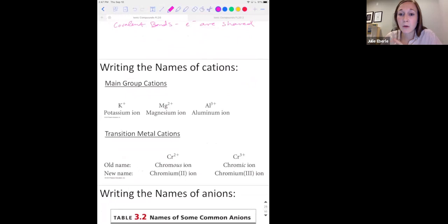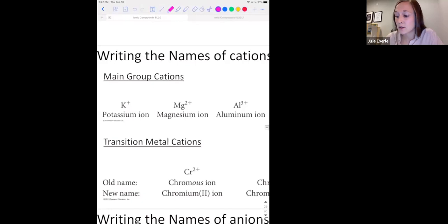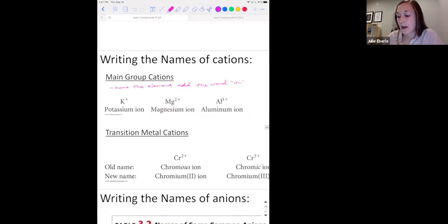Okay, so let's talk about how to write the names of cations. There's 2 different ways depending on what kind of cation you are. You can either be a main group cation or a transition metal cation. Remember, metals form cations, they don't form anions, all right? So if you're a main group cation, and you should remember how to count main groups, you invariably carry 1 charge. You name the element, and then you add the word ion, okay? Name the element, add the word ion, and that's what we can see here. Here we have a group 1 element, potassium. It's always a +1.